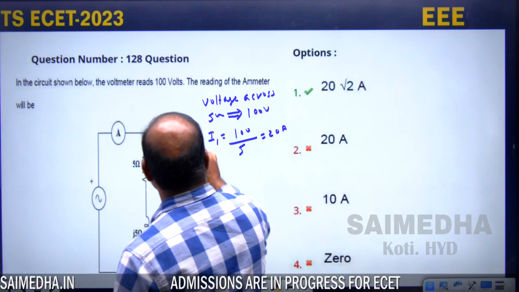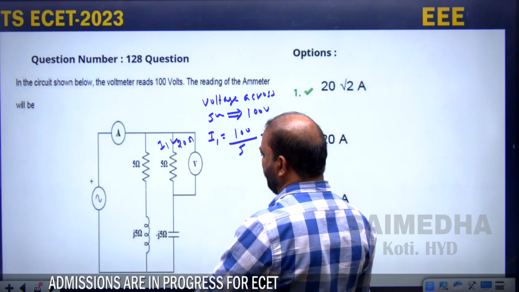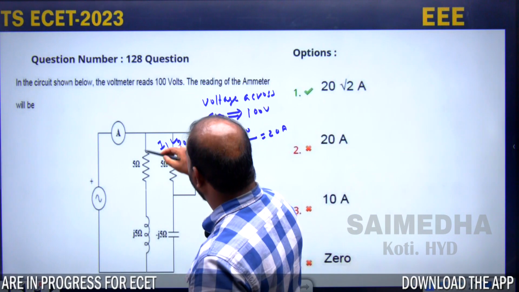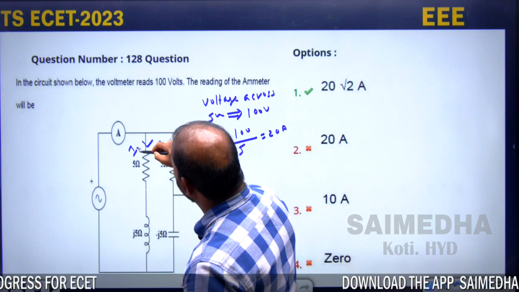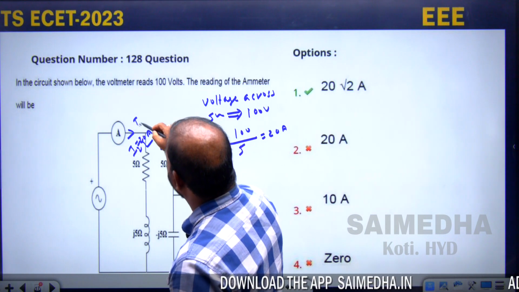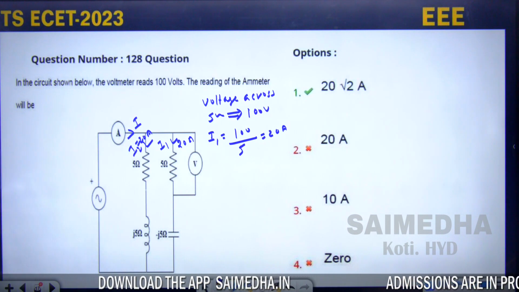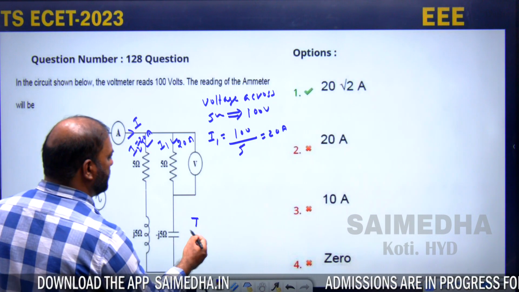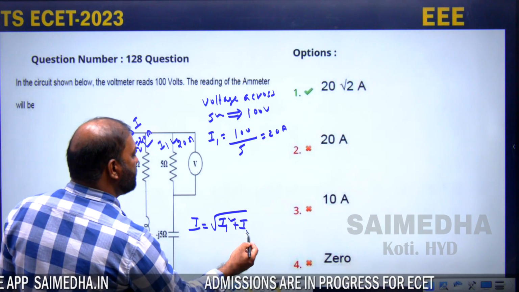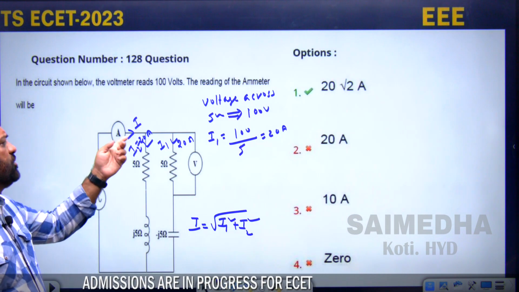So this is 20 amperes. This branch is 5 minus j5 and this is 5 plus j5. Both branches have the same magnitude, that's why the same current will flow here. So I2 is also 20 amperes. And what about the net current? Since it is an AC circuit, the ammeter usually reads RMS values of current. So I is equal to square root of I1 square plus I2 square. If it is a DC circuit, you can add up directly, I is equal to I1 plus I2.